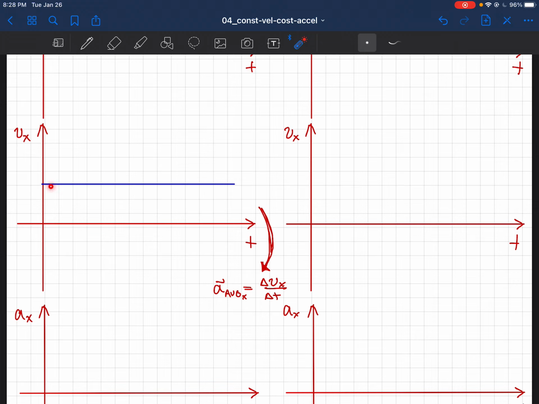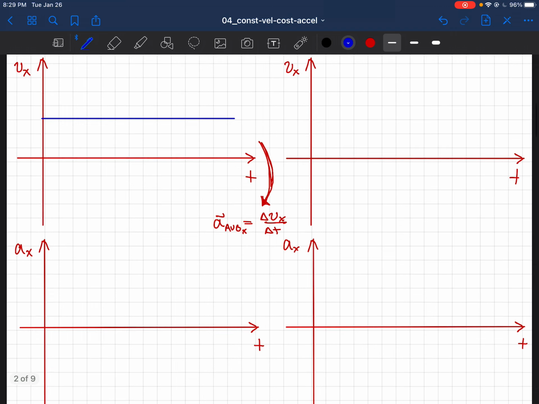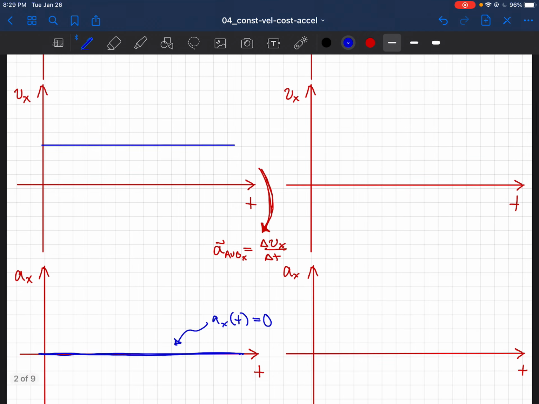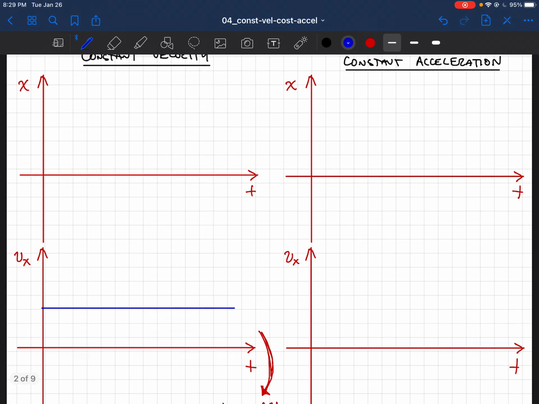But in this case, it's very simple. Any point on the graph that you look at has exactly the same slope, and that slope is 0, so we just draw that on the acceleration graph. So in this case, acceleration in the x direction at all times is equal to 0.